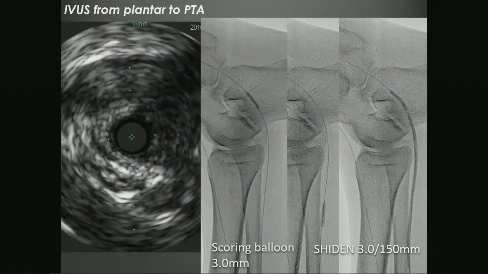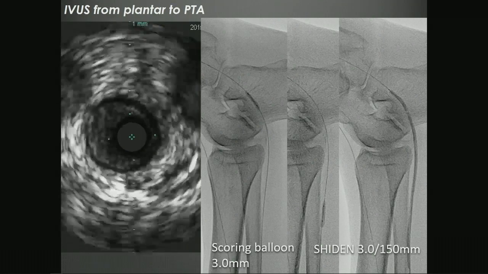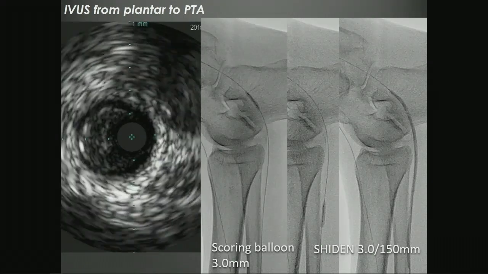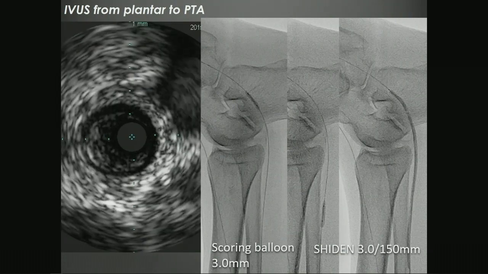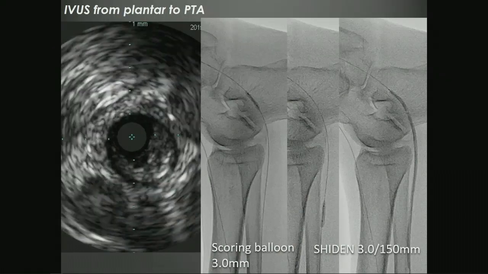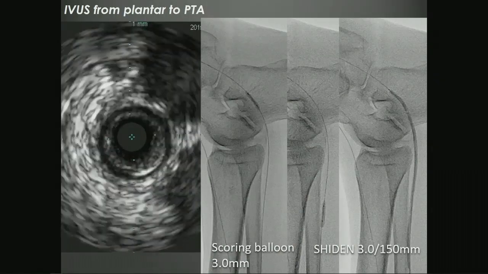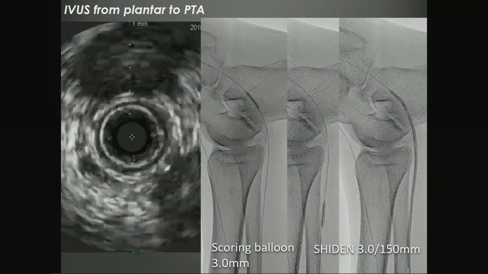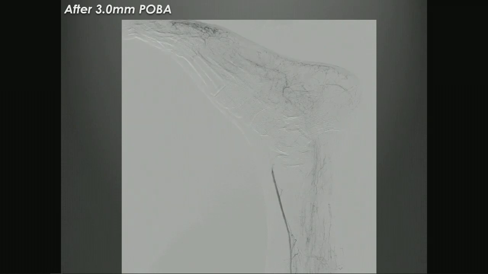The IVUS shows still organized thrombus at the distal portion of the PTA. So we dilated with a 3.0-millimeter scoring balloon, and after that, long inflation with a 3.0-millimeter long balloon. In the final angio, we can get a good flow from the PTA to the plantar artery. But the dorsal artery is still occluded. But the patient's symptoms clearly improved after this procedure.